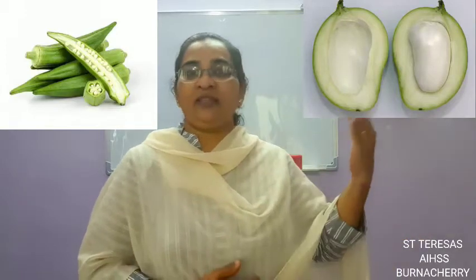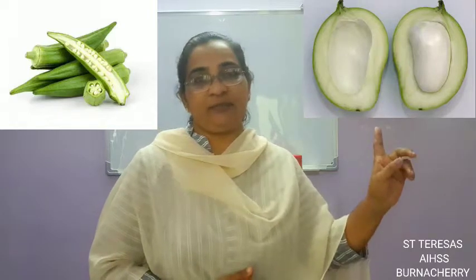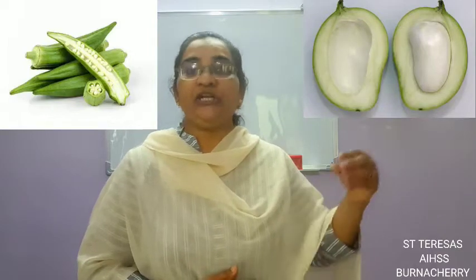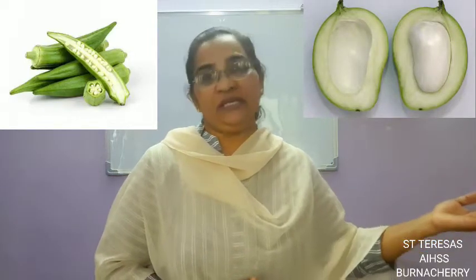So what is the difference between the mango and the lady's finger? The mango has only one ovule, so you see one seed inside the mango, whereas the lady's finger has many ovules inside the ovary. So when you cut open, you can see many seeds. Is it clear? The number of seeds depends upon the number of ovules present inside the ovary. Is that very clear for you?